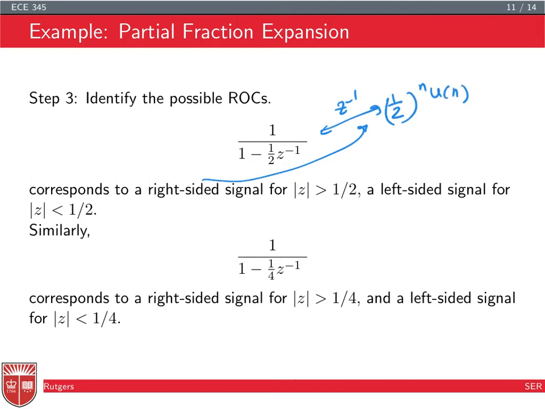And a similar thing for this term here. It's going to be a right-sided signal when the magnitude of z is bigger than 1/4, or a left-sided signal when the magnitude of z is less than 1/4. So we have these four cases that we need to take care of.